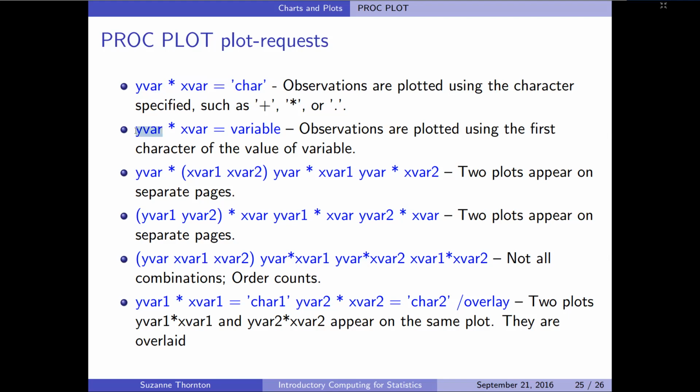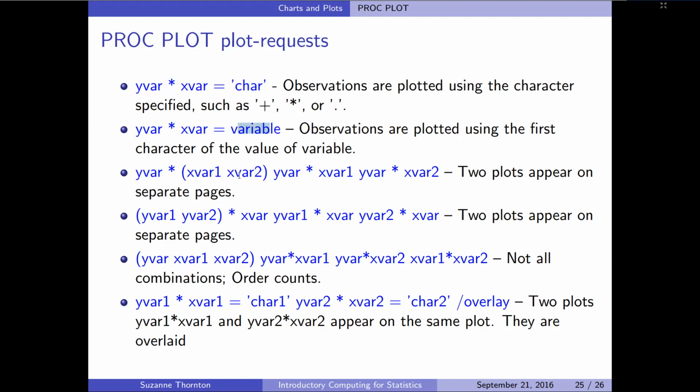Another important example is y against x, followed by a certain variable. Then the observations will be plotted using the first character of the value of that variable here. So basically, it will be y against x, where each of the observations will be marked by the value of the variable here.